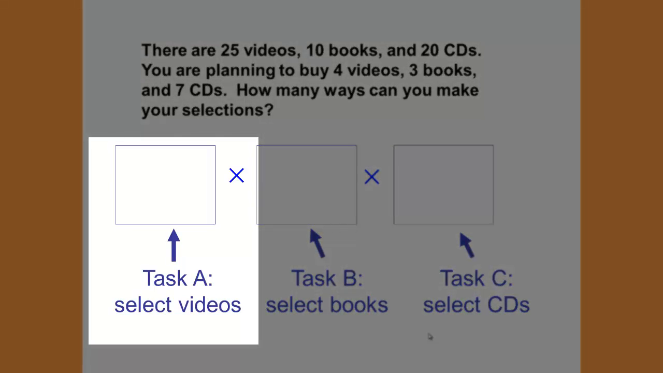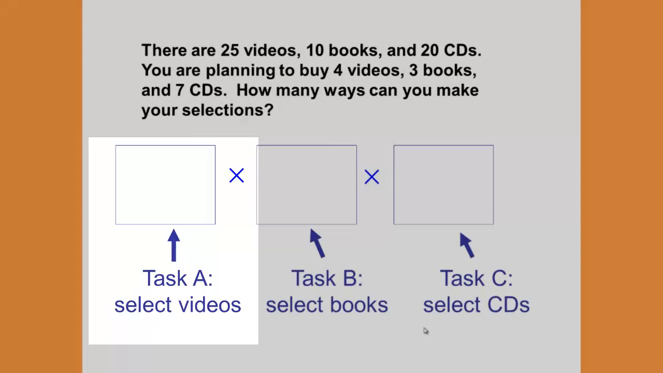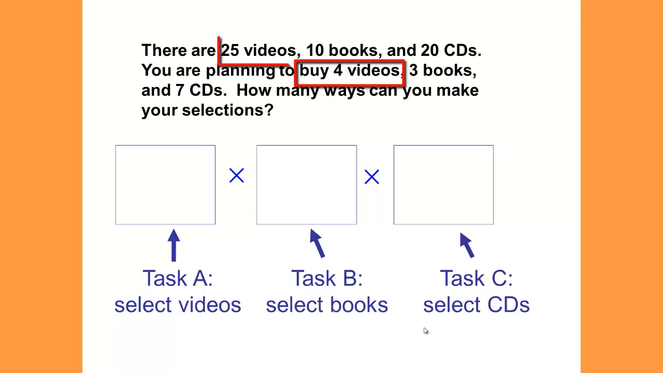Start with task A, which is selecting videos. We need to buy 4 videos from a group of 25 videos. Since we are buying videos, we do not want to repeat videos, so we would not use the fundamental counting principle. Since all of the videos are going home with us at the same time, order would not matter. Does it really matter if the clerk puts Thor into the bag before the Avengers, or the Avengers into the bag before Thor? No, the order of the purchases does not matter. So this is a combination.